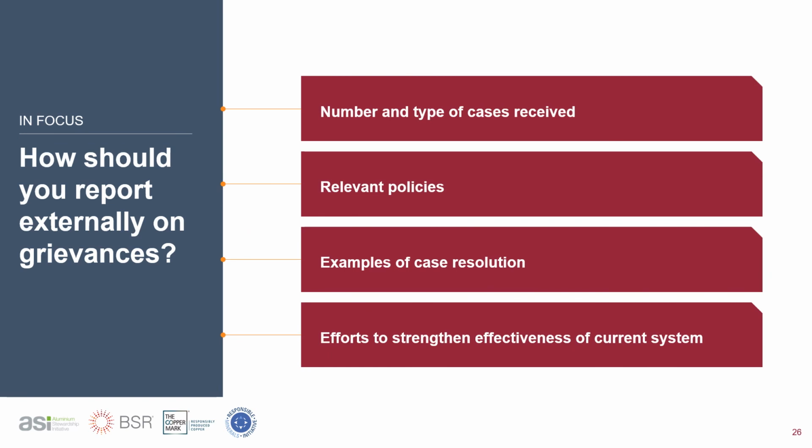Let's take a closer look at how you can report externally on grievance mechanisms. Communicating externally about human rights impacts is a basic expectation of the guiding principles. Reporting helps companies identify and understand risks, improve management, and build trust with stakeholders. Information about your grievance mechanism can be included as part of an annual report, a sustainability report, a human rights report, and/or on your company website.